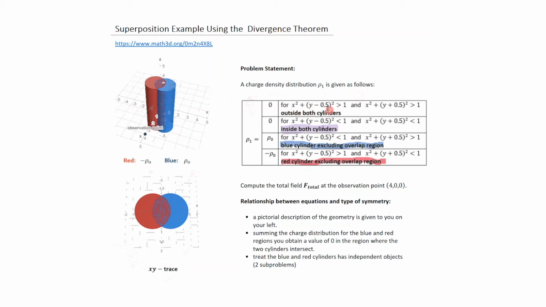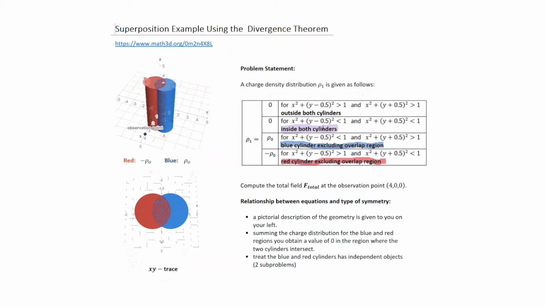If you'll notice here, each one of these describes a region. So this basically would say that it's outside both cylinders. For instance, if I say 0 for x squared plus (y minus 0.5) squared greater than 1, and, so logic and, x squared plus (y plus 0.5) squared greater than 1, that would represent everything that's outside both cylinders, out in this region. I also have another condition, it would be 0 inside both cylinders. So this purple area that you see, this is the intersection set. I would say that that's 0 on the inside.